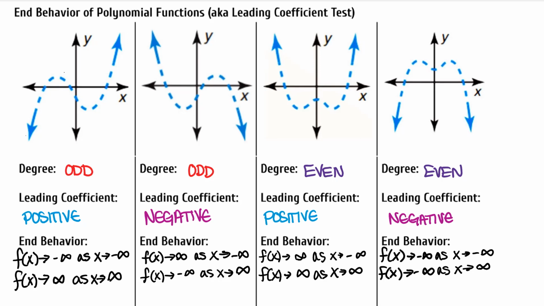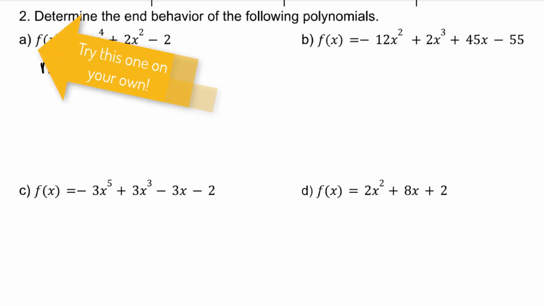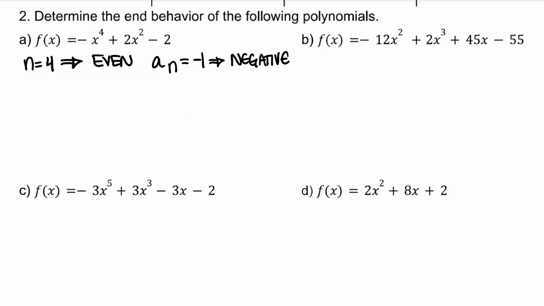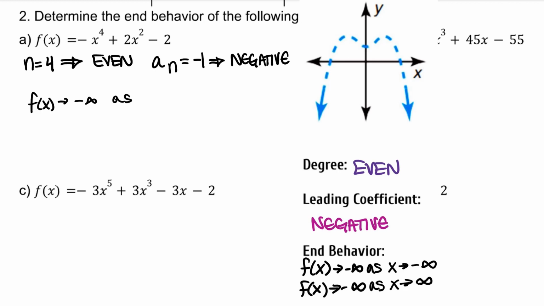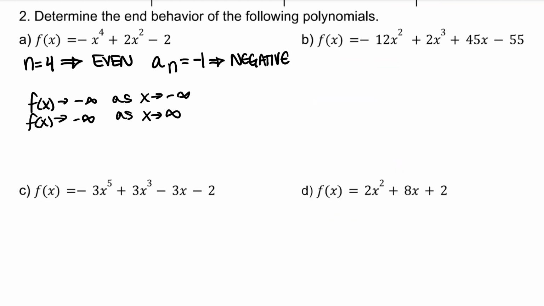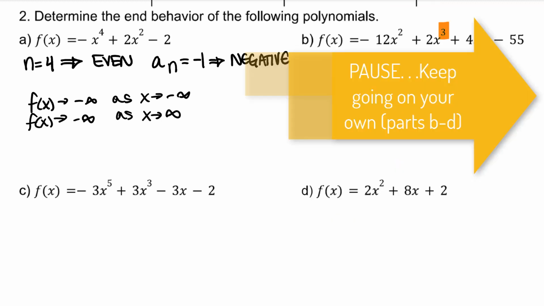Now that you've learned the leading coefficient test, or the pattern of end behavior for polynomial functions, part B isn't written in standard form. The highest exponent, or the degree, is actually 3.